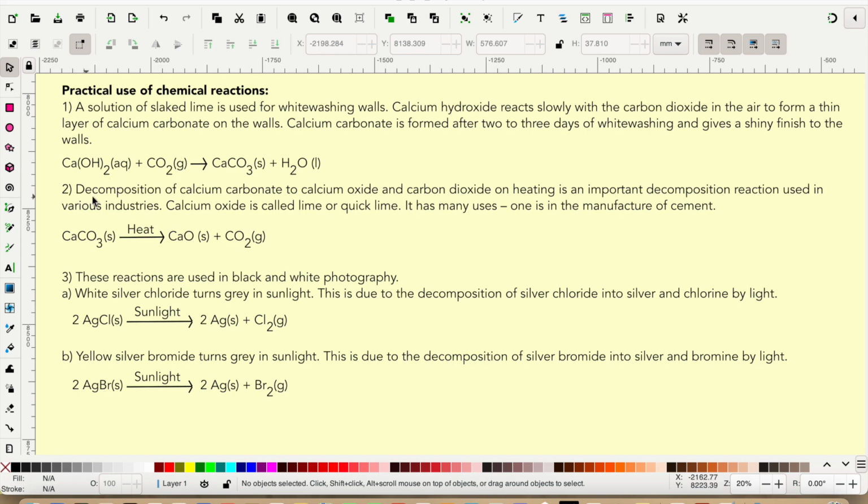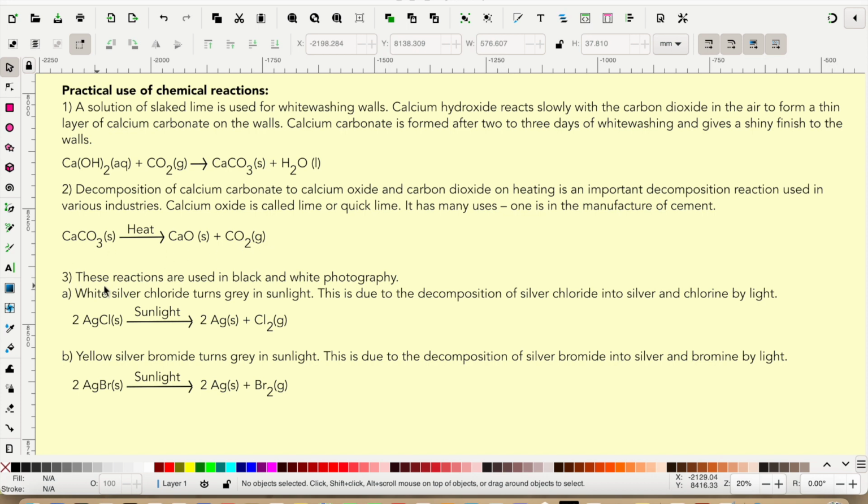Second one is decomposition of calcium carbonate to calcium oxide and carbon dioxide on heating, which is an important decomposition reaction used in various industries. Calcium oxide is called lime or quicklime. It has many uses. One is in the manufacture of cement.